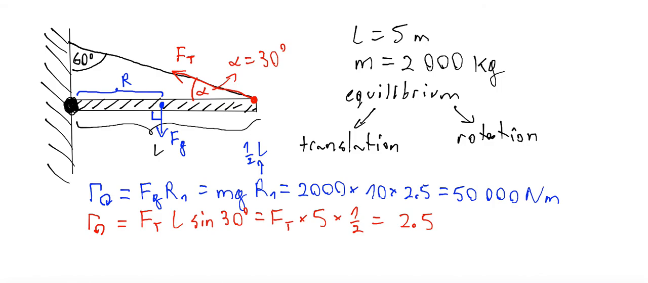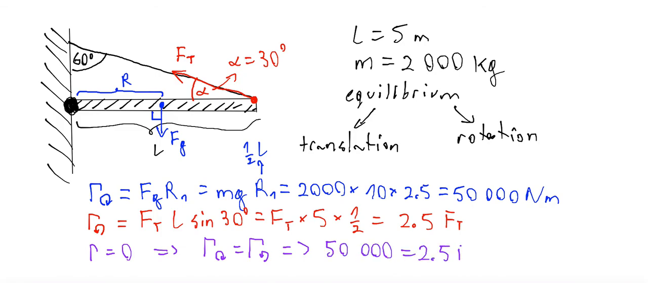2.5 of Ft. So finally, we know that total torque must be equal to 0, which means that clockwise torque must be balanced by counterclockwise torque. So final equation is that 50,000 is equal to 2.5 of Ft. So Ft is 50,000 divided by 2.5, which gives 20,000 of newtons. So what is the answer? Tension of this chain is 20,000 of newtons.